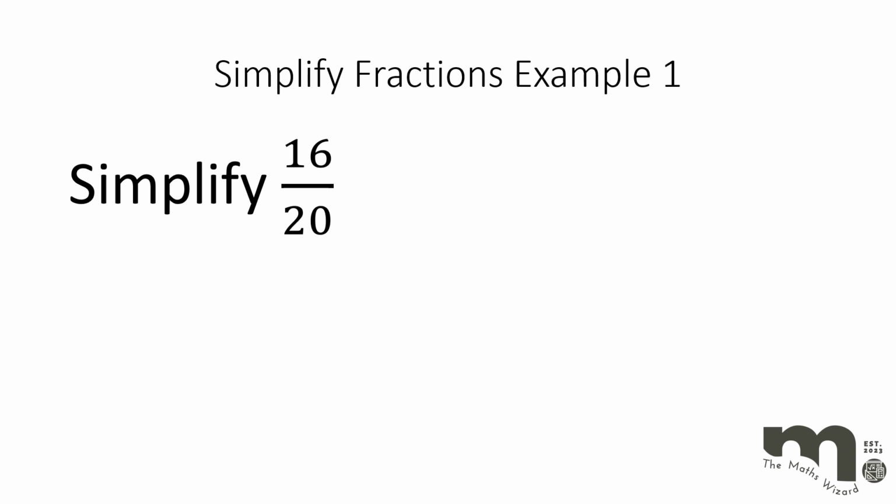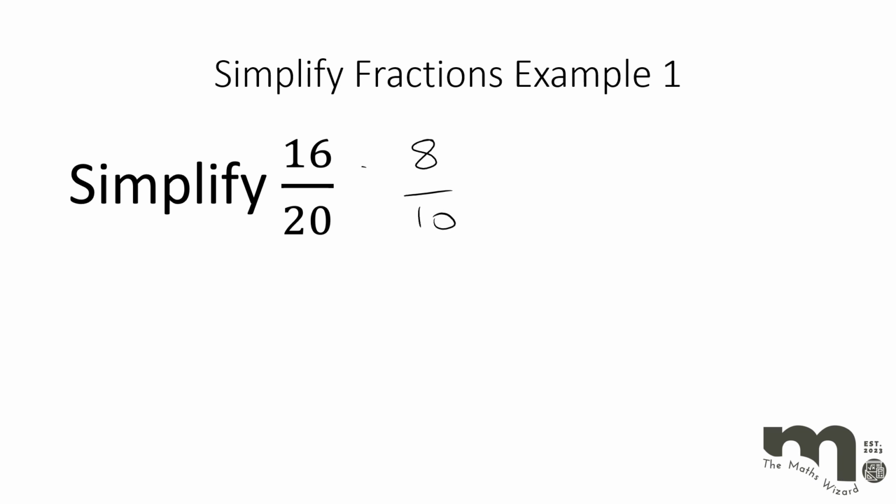So when you've got a fraction like this and you have to simplify it, essentially what you need to be thinking about is your factors. So you need to be thinking about numbers that go into 16 and 20. So there are a few examples. You might think, oh well, they're both even numbers. So if I half them both, I'll get 8 and 10.